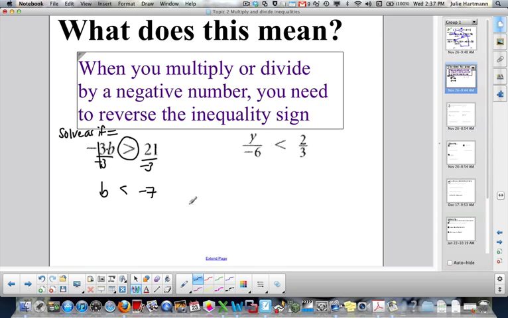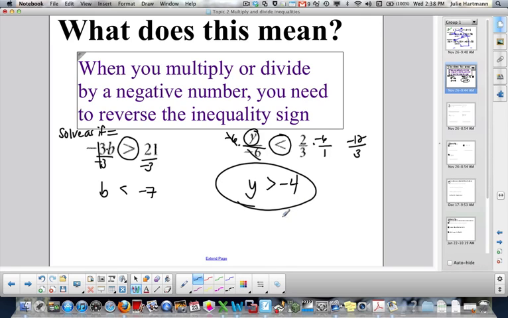That's it. Here we have y divided by negative 6 is less than 2/3. So how do we get y by itself? This is divide. Opposite of divide is to multiply. Multiply both sides by negative 6. On the left, negative 6's cancel, I have y. I divided both sides by a negative, so I need to flip that to greater than. And here, 2 times negative 6 is negative 12, 3 times 1 is 3, negative 12 divided by 3 is negative 4. So y is greater than negative 4.